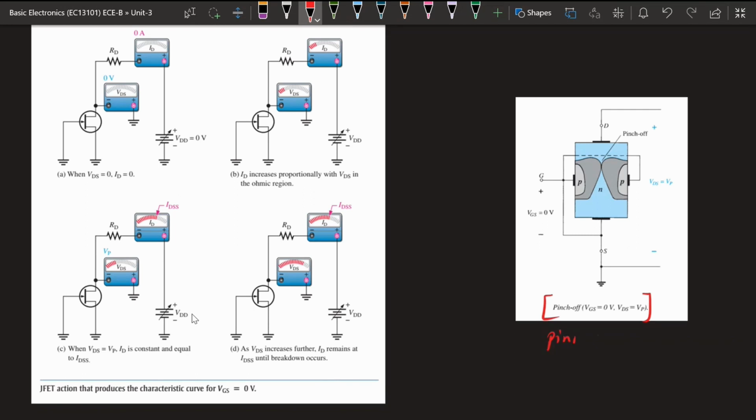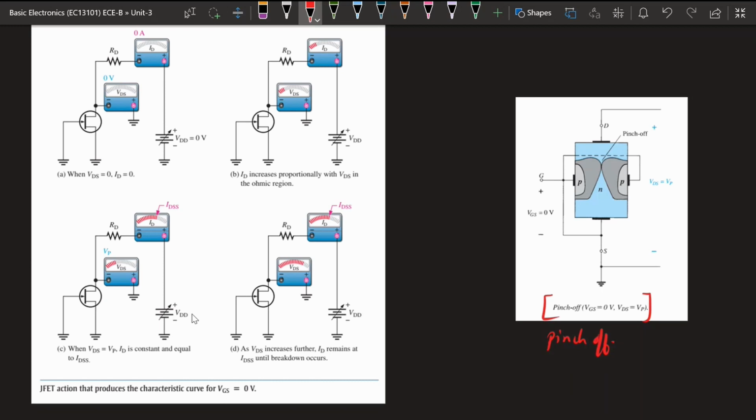So pinch off occurs when VGS equals 0 and VDS equals VP. When VDS equals VP, the depletion regions touch each other, so there is no channel available. This is called the pinch off point. This is the JFET action that produces the characteristic curve for VGS equals 0.